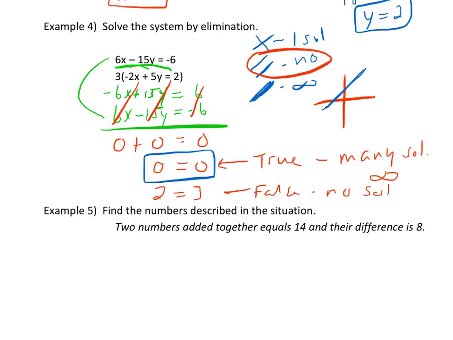So that's what would happen when we try to solve with elimination when we have those scenarios. And this ends 2.3 video 2.